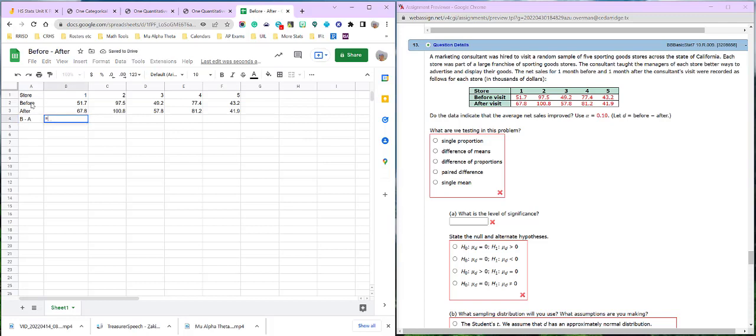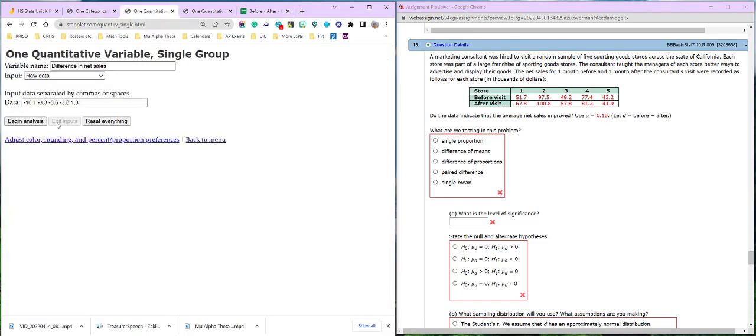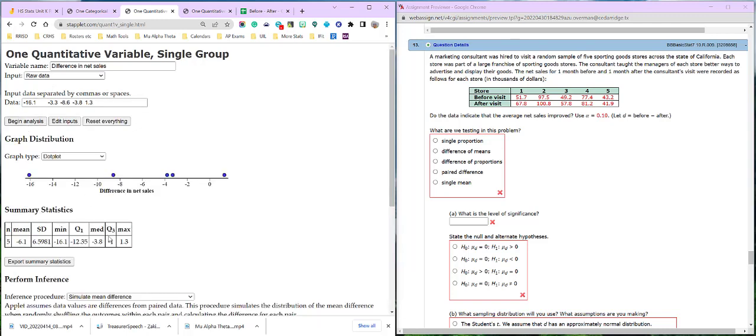You put an equal sign here, and you say equals that minus that. And you can actually click. This is Google Sheets. All of you have access. There are your answers. And guess what? You can actually copy, Control-C this. And we're going to go to a one quantitative variable. And our inputs, paste them in here, begin analysis. And there they are, all right? So what are we testing in this problem? It is a paired difference is what we're checking, because this is store 1. Both these data sets go together.